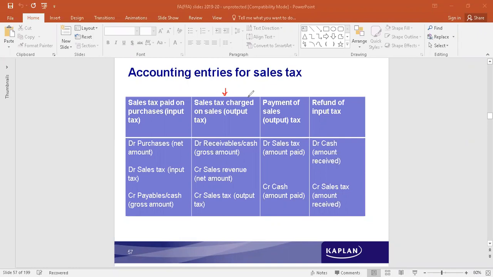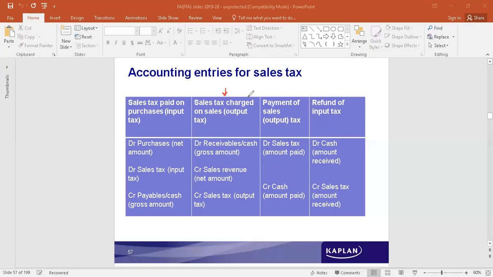Whether it is paid, then it would become cash. If it is payable, if it is due, it's still not cleared, then it would appear as payable. This is when the tax amount is paid on the material purchased from the supplier. So that's a basic journal entry.